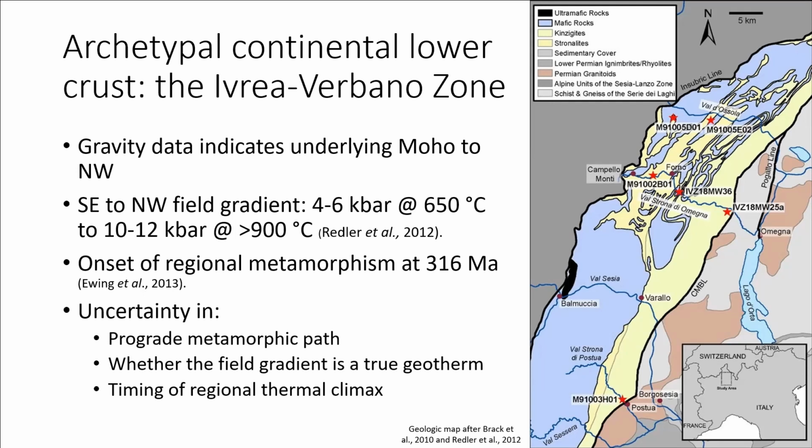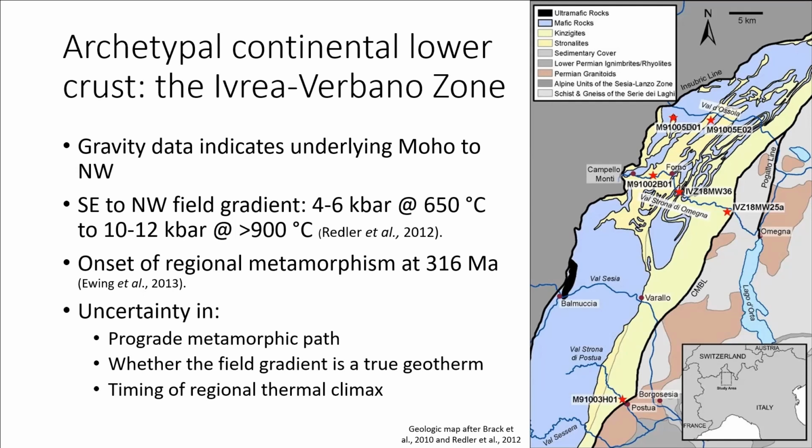So while there have been a large suite of studies done in the Ivrea Zone, there are still some key uncertainties that exist, such as the prograde metamorphic path, which is necessary to constrain the mechanism of sediment addition into the lower crust. And then there are also questions about whether the field gradient that's preserved is a true geotherm and what the timing of the regional thermal climax is.